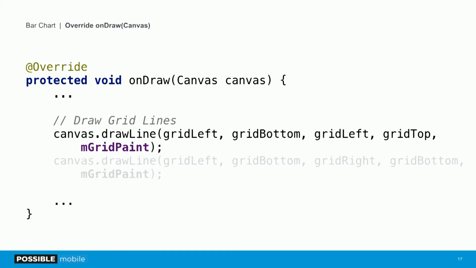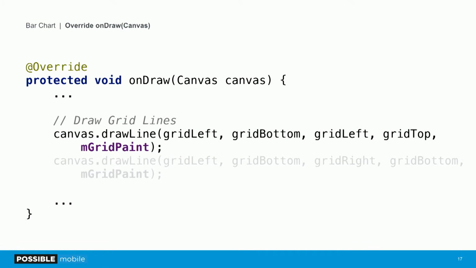Everything that you end up drawing on Canvas is going to look very similar to this. You'll have your canvas, and then you'll say, draw something. In this case, we're going to give it a line. There's a couple of things we need to actually define where the line is going to be drawn. We have a start x value and a start y value, and then an end x and end y. In this case, we want our line to start on the bottom left and go to the top left, so this will be the left side of our grid.